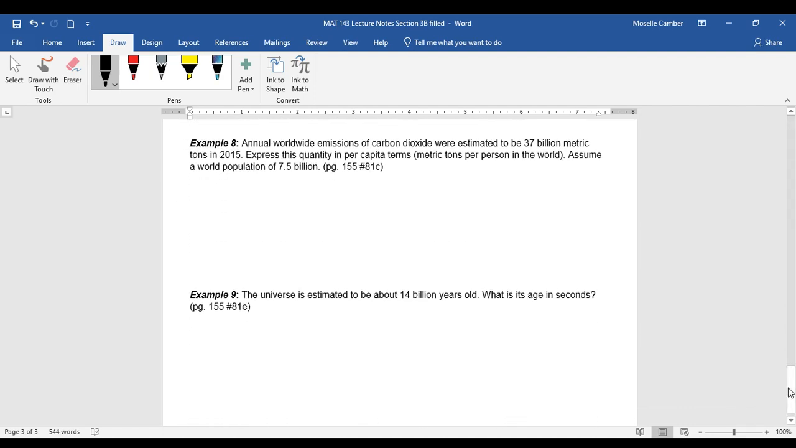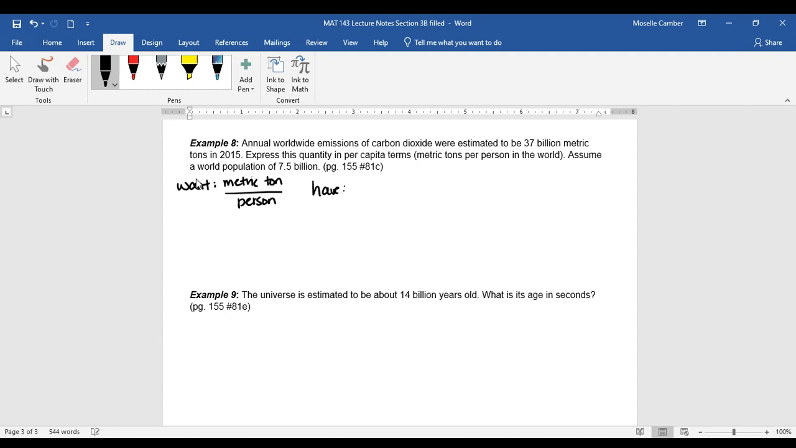Okay, example 8. Annual worldwide emissions of carbon dioxide were estimated to be 37 billion metric tons in 2015. Express this quantity in per capita terms, which is metric tons per person in the world. Assume a world population of 7.5 billion. Okay, so in this case, we want metric tons per person.